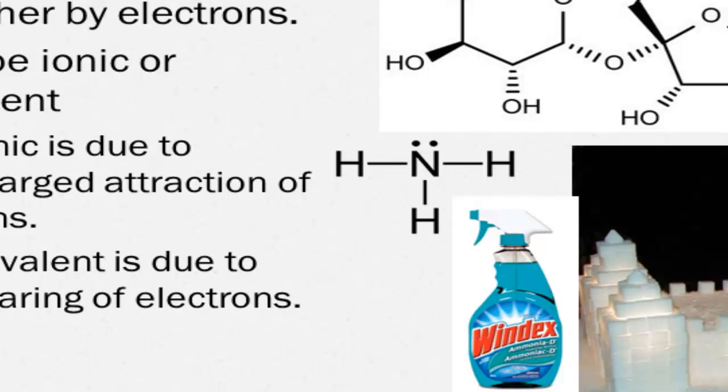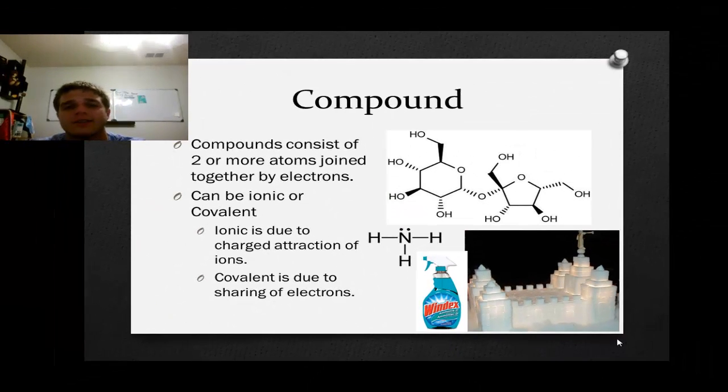Nitrogen has 5 valence electrons. Hydrogen has 1. Now, when you see one of these bars, that indicates a covalent bond, which means that they're sharing that electron. Does that make sense? So all the hydrogens have a satisfied octet now, and so does the nitrogen. They all have 8, or 2 in hydrogen's case, in their valence shells. Now, we'll explain this a lot more in depth in class.